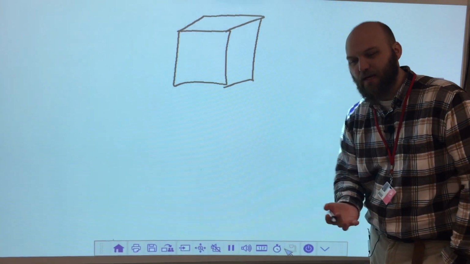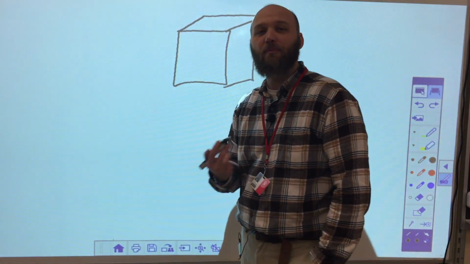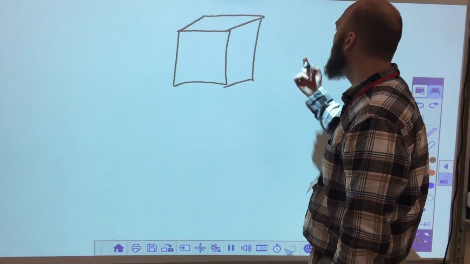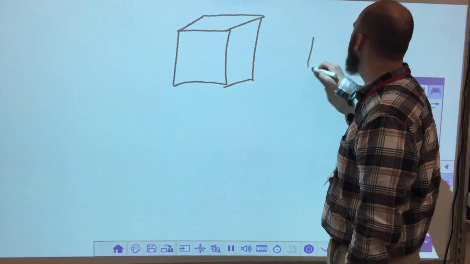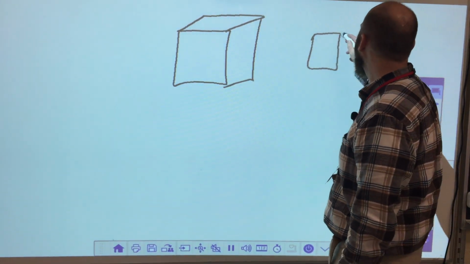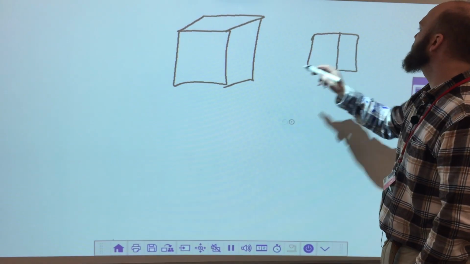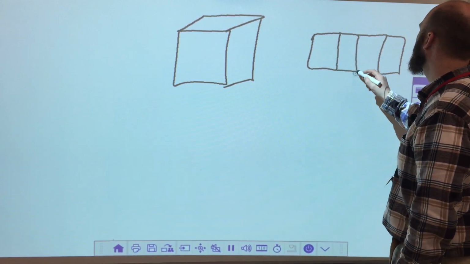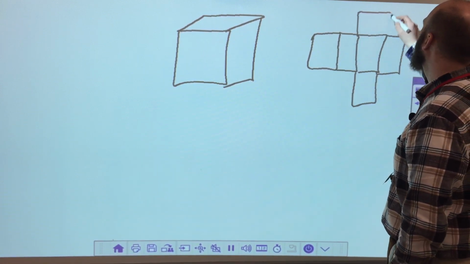Maybe it's a box that I'm painting. Maybe it's a present that I'm wrapping. I don't know. I need to know the surface area of this particular shape. Well, the first thing that I'm going to do is start with the front and then draw the left, then the back, then the right, and the top, and the bottom.